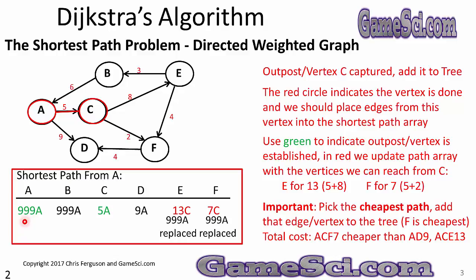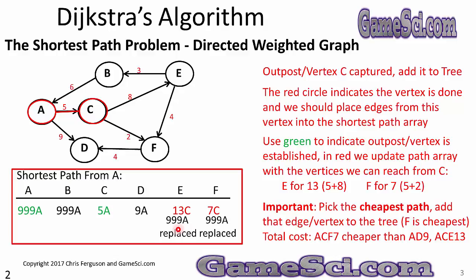We did take the edge from A to C. It is now in green. C is in the tree. We don't find another path back to C. In red, we update the path array with vertices we can reach from C. We can go from A to C to E for a cost of 13, so we'll add a total cost of 13 coming from C to get to E.